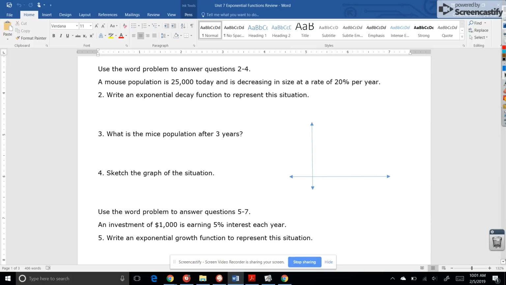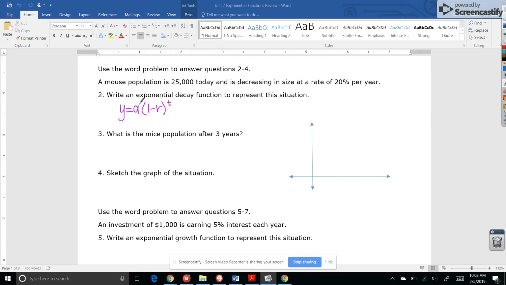Use the word problem to answer questions 2 through 4. A mouse population is 25,000 today and is decreasing in size at a rate of 20% per year. Write a decay function to represent this situation. So my decay is going to look like this. Y equals A, 1 minus R to the T.